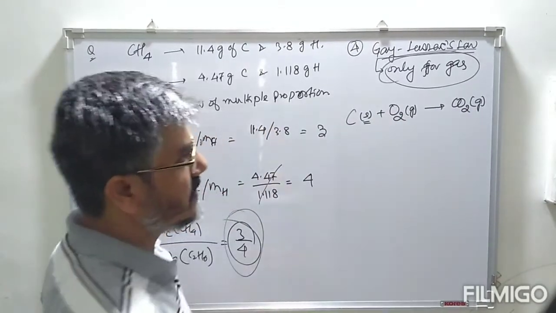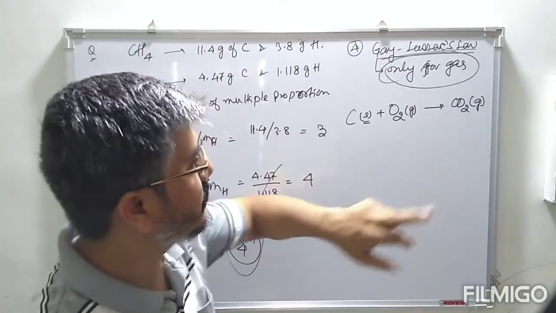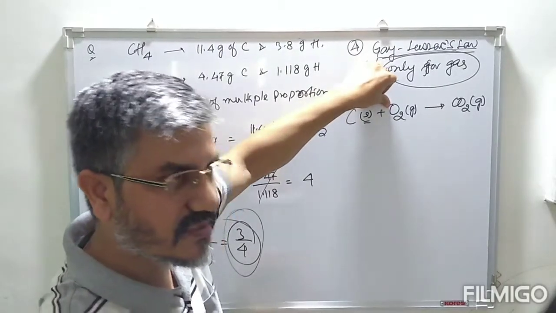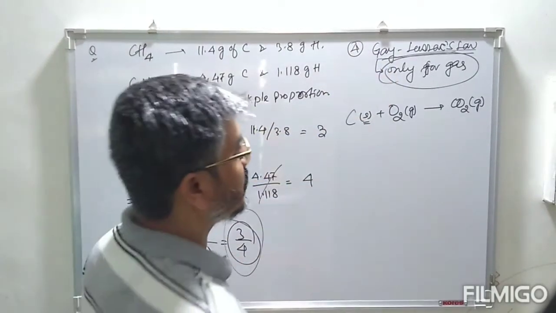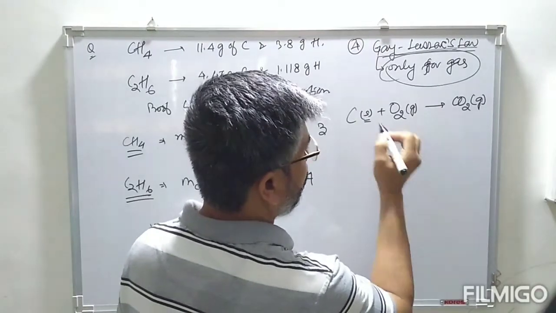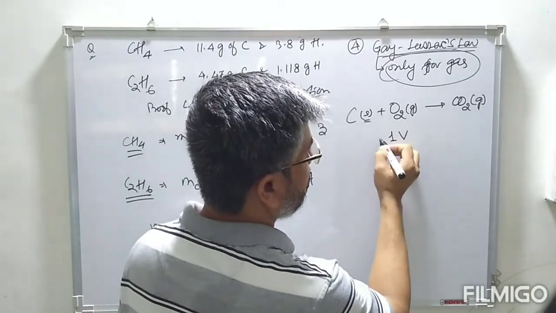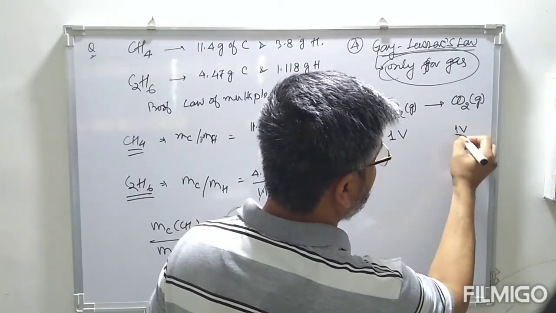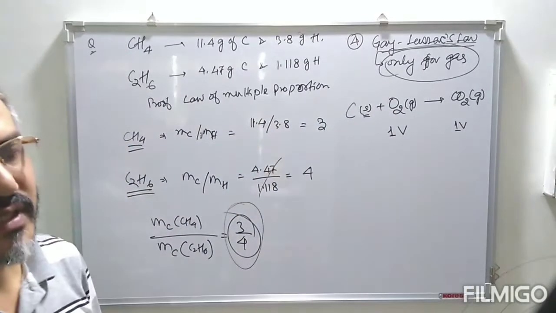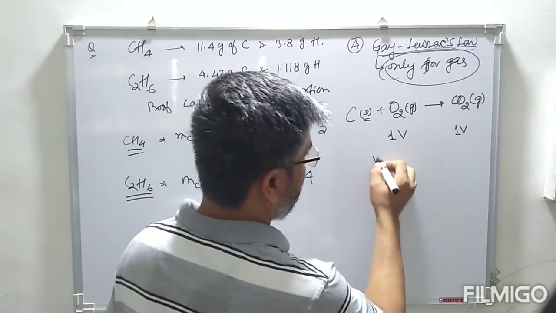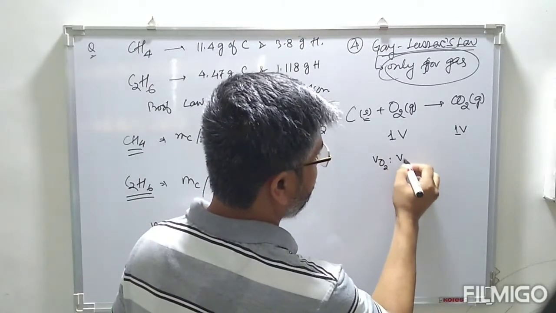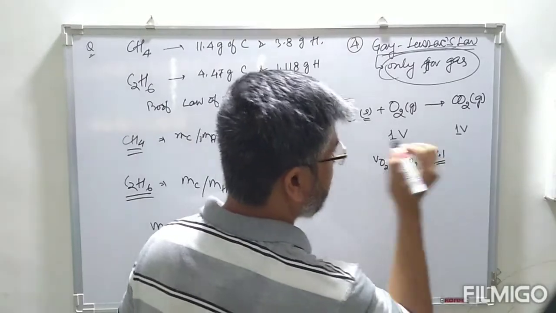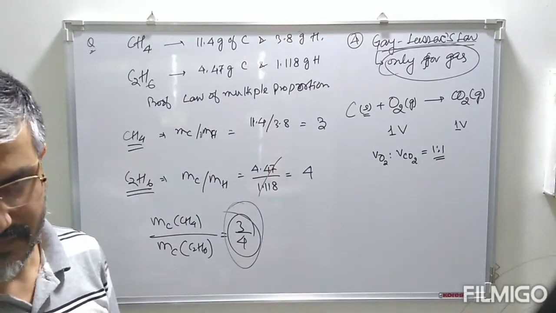In this balanced chemical equation, the coefficient of oxygen is 1. So the coefficient can also be considered to be the volume. So look at this. One volume of oxygen will always combine with carbon to give you one volume of carbon dioxide. So therefore look at this. Volume of oxygen to that of volume of carbon dioxide, this is always a 1:1 ratio. This is a simple whole number ratio.